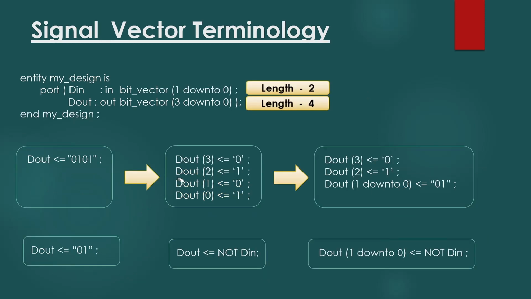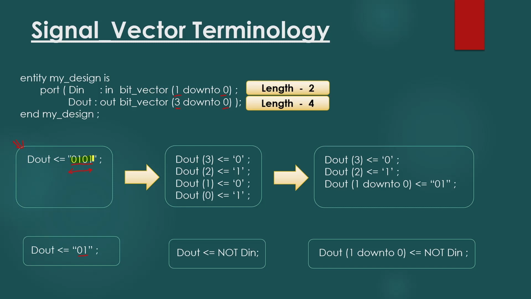Another important thing to note is that you must follow the size of the signal while assigning the data. Any mismatch in indexing size will result in a compilation error. Let's understand this with an example. Example 1 is correct because dout has 4 bits and we are assigning 4 bits to dout.